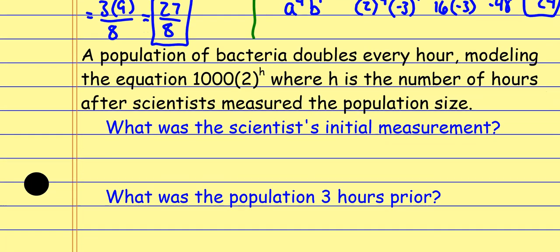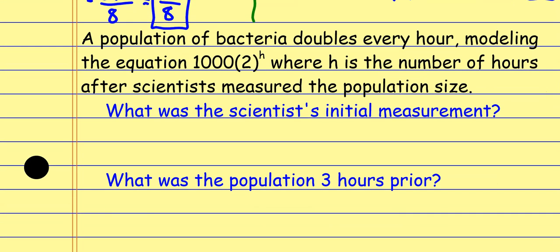If I take a look at this last one here, a couple pieces to a word problem. It says the population of bacteria doubles every hour, modeling this equation, all right, where h is the number of hours after scientists measured the population. And so if we're talking about, this is called an exponential function. This is why we learn rules of exponents, so we can manipulate these kinds of equations. And these kinds of equations are very realistic in terms of real world examples, okay?